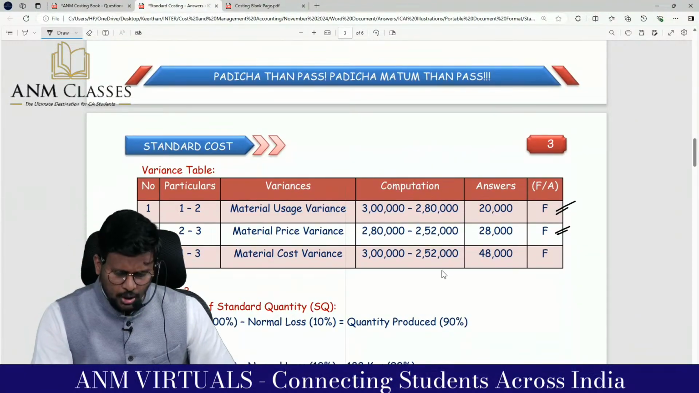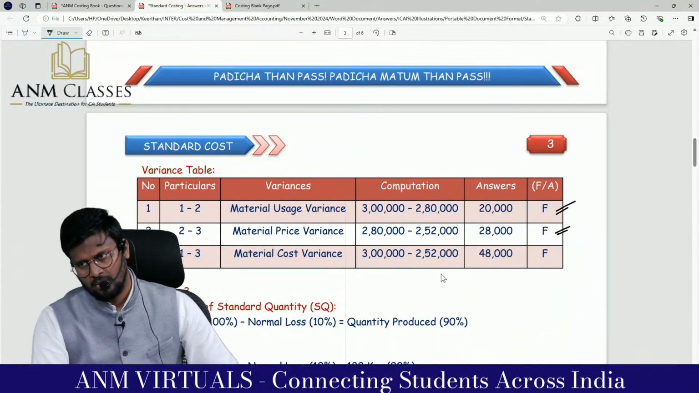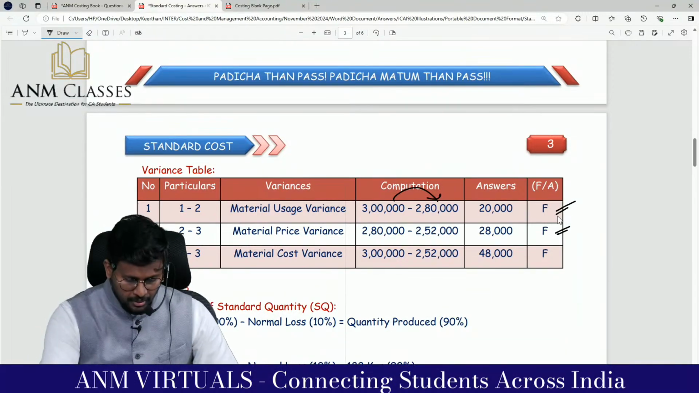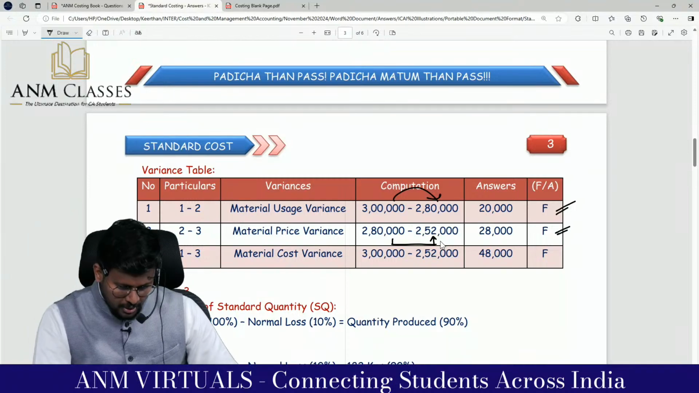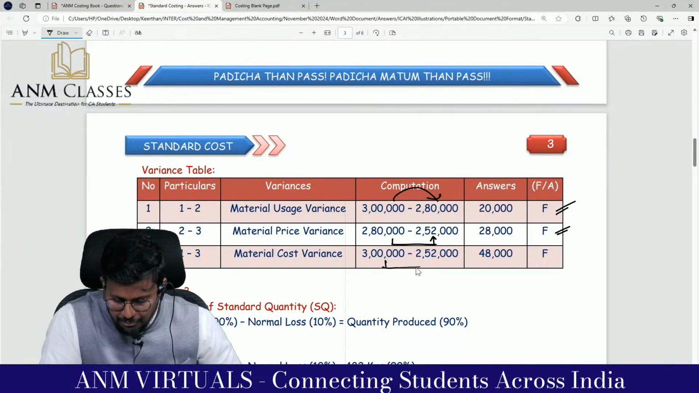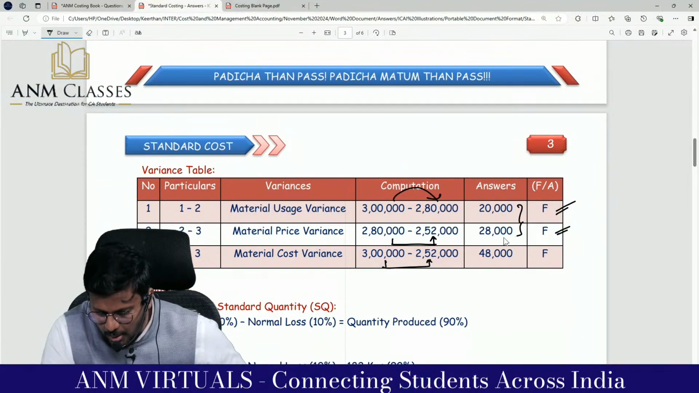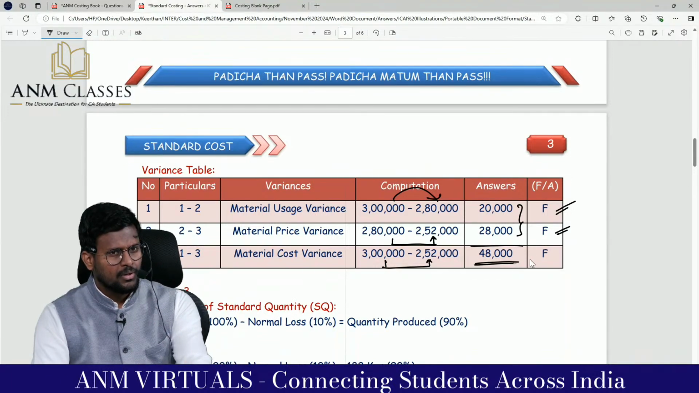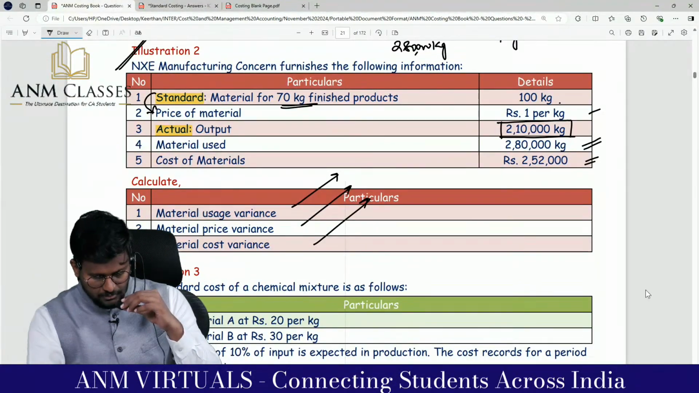So 1 minus 2, 2 minus 3, 1 minus 3. 1 minus 2 is material usage variance, 3,00,000 minus 2,80,000 comes to 20,000. 2 minus 3 is material price variance, 2,80,000 minus 2,52,000 is 28,000. Material cost variance 3,00,000 minus 2,52,000 is 48,000, which is nothing but 20,000 plus 28,000 comes to 48,000. Are you all comfortable? Clear? Where is the grand clap?